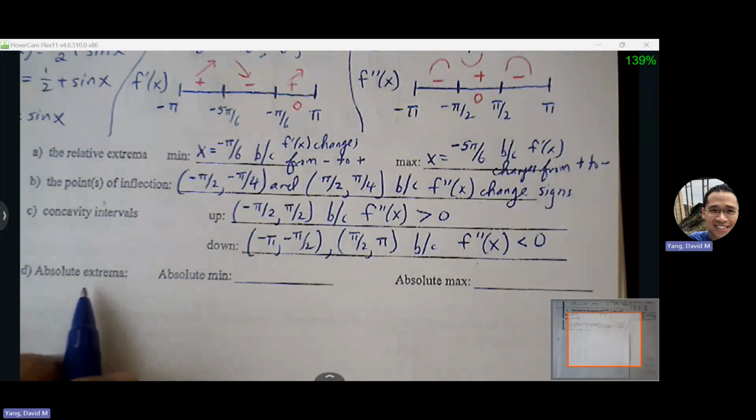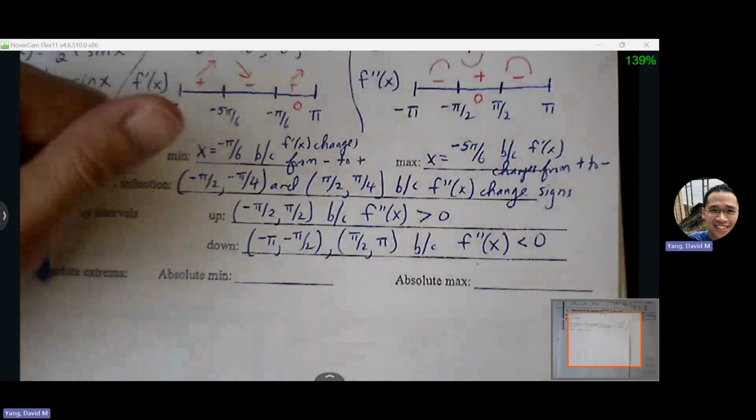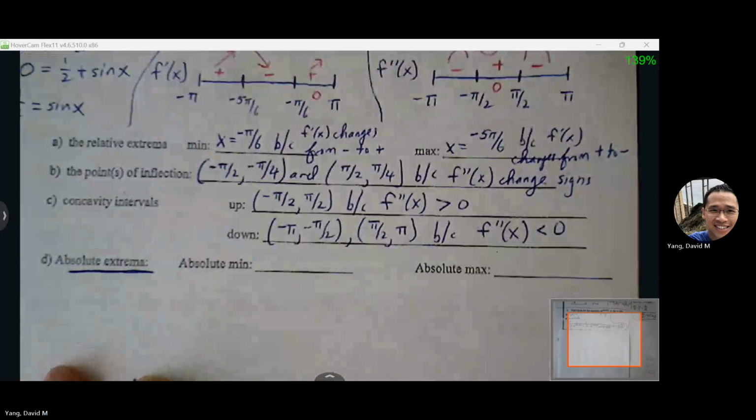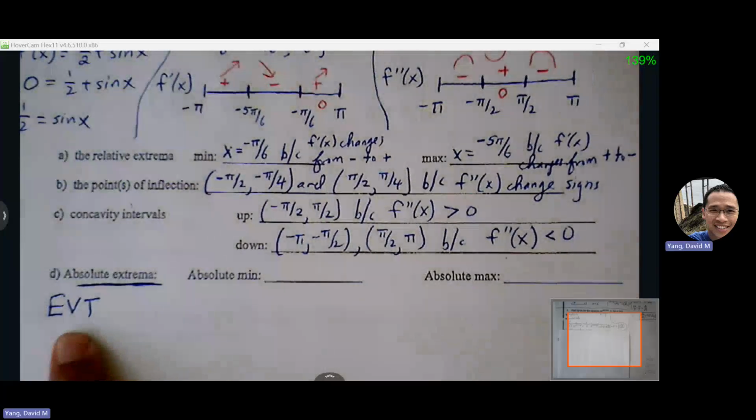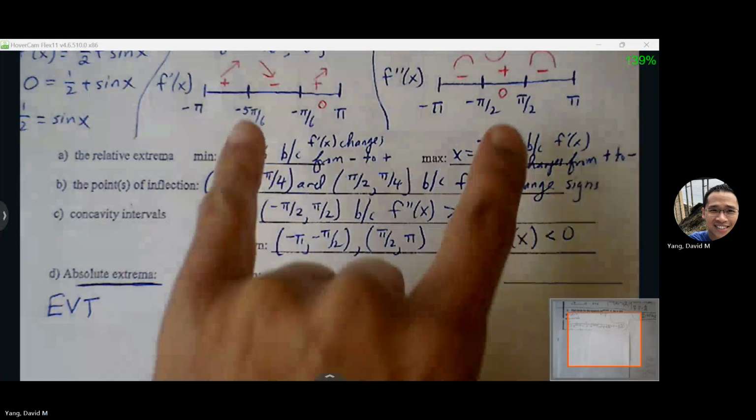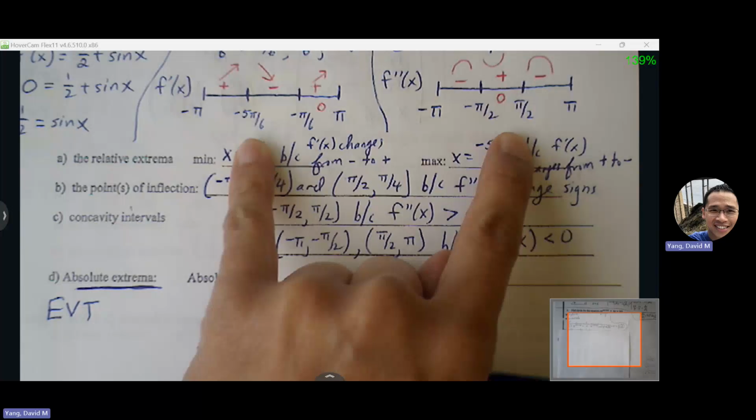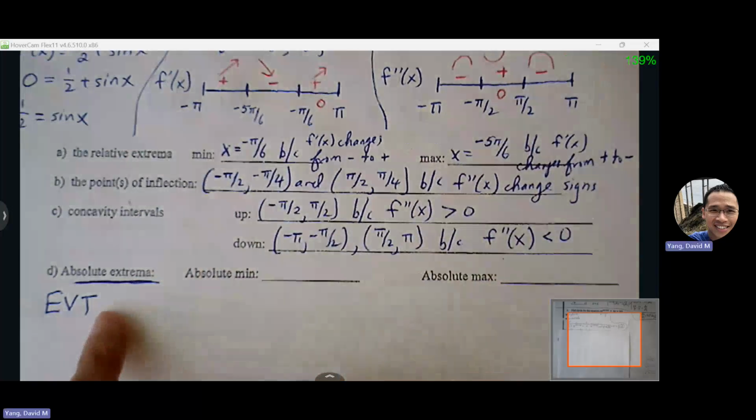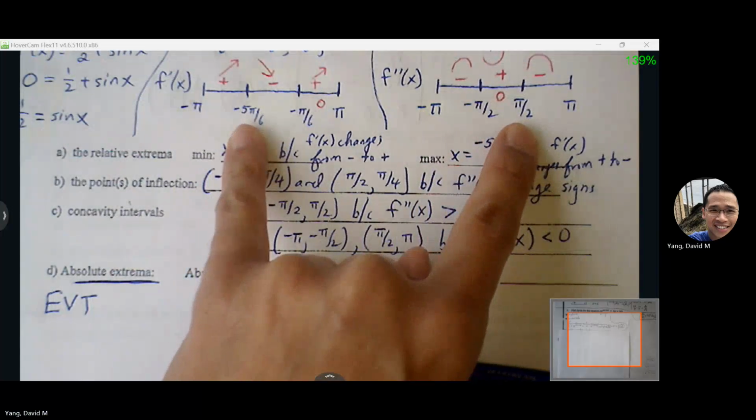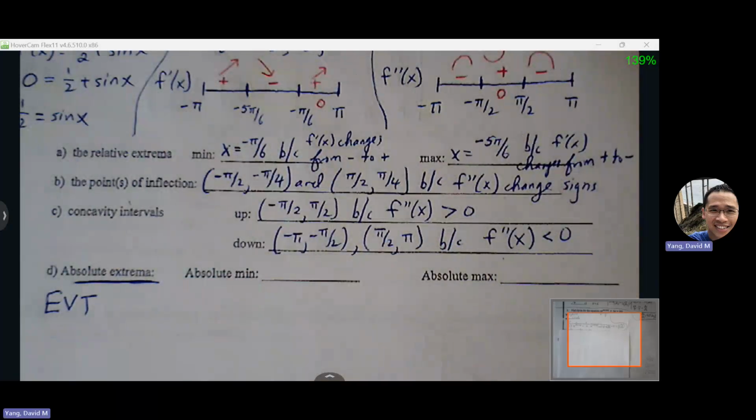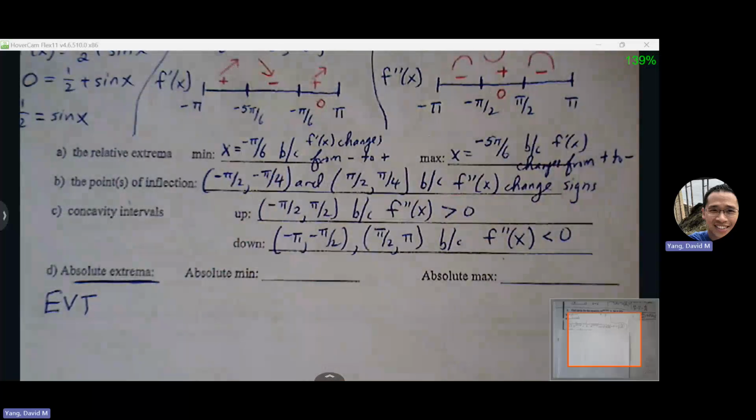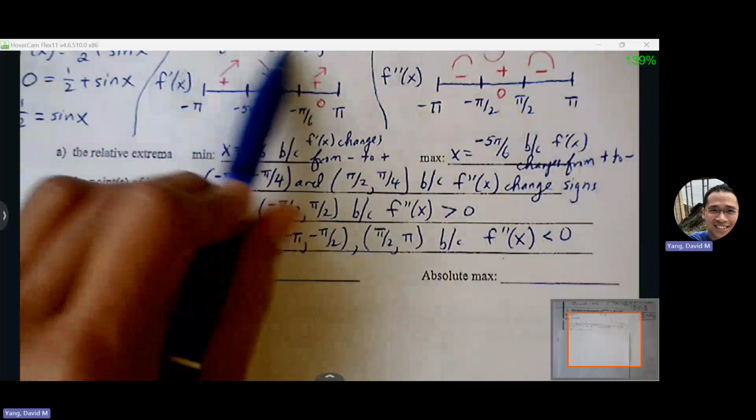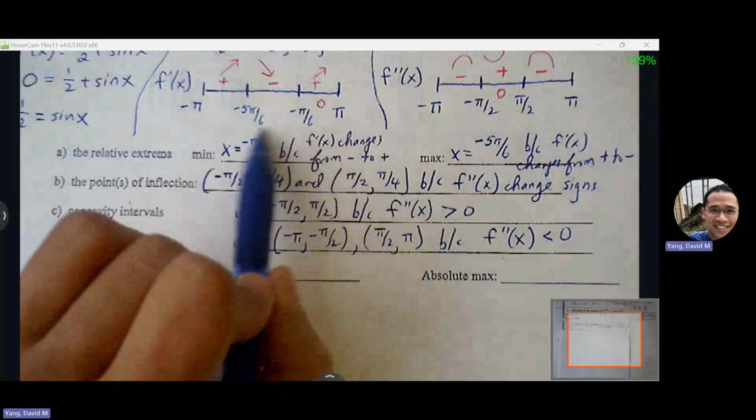Okay, absolute extrema, absolute max, absolute min. What is that applying here? EVT. And EVT means we want to find critical points and endpoints. We only need to look at which sign line for our candidates? Both or one? Just the first derivative, yeah. F double prime is concavity. Points of inflection are not going to be a peak or valley, so you only need to consider points from your F prime sign line.